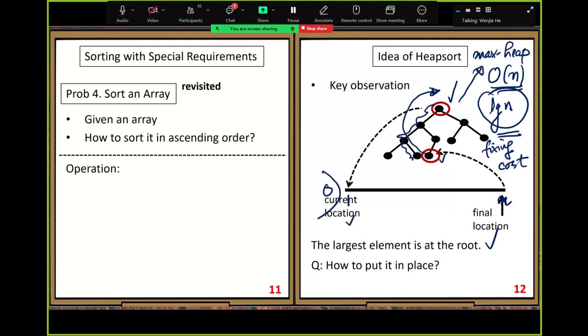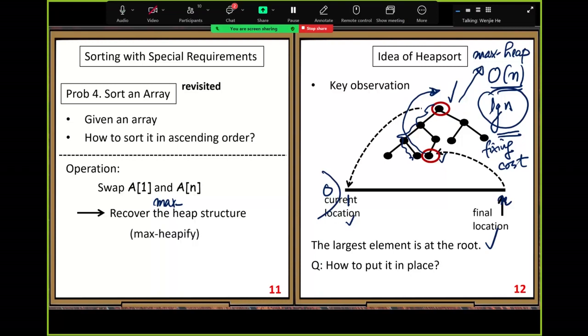So here is the operation. First step, we swap A of 1 and A of n, and put one element, the largest element, in place. After that, we need to recover the max heap structure, not just the heap, the max heap property, by running this max heapify operation.